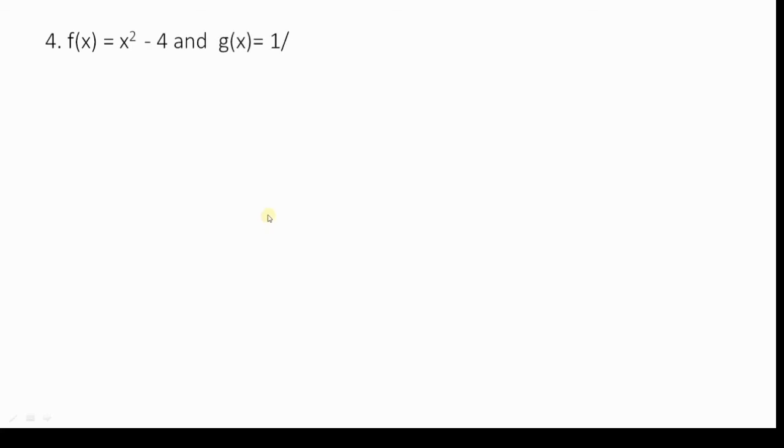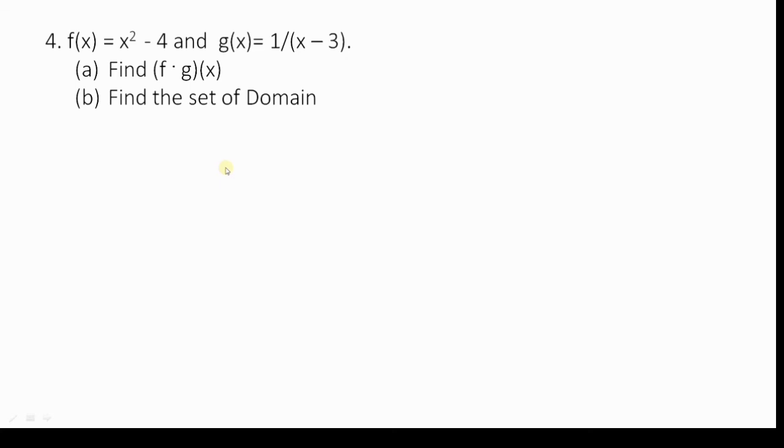Number 4. f of x equals x squared minus 4 and g of x equals 1 divided by x minus 3. A, find f times g of x. B, find the set of domain. Solution. A, f times g of x.